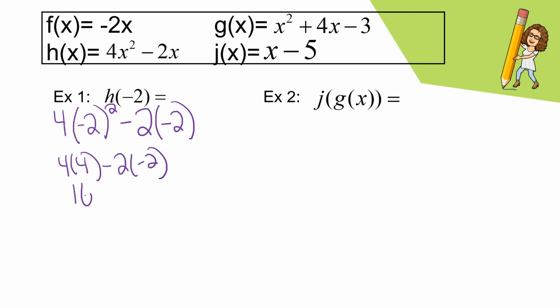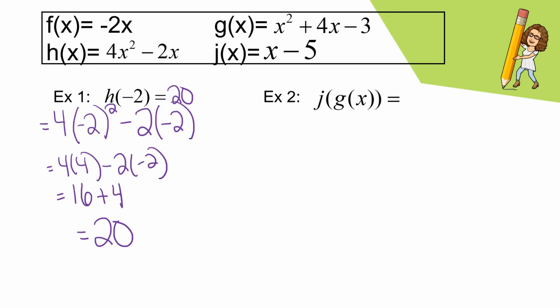So that would be 16 plus 4, right? 4 times 4, negative 2 times a negative 2, gives a positive 4. So I'll get an answer of 20. Show my equal signs. There we go. So h of negative 2 is 20. Notice, all I did is I saw an x, I plugged negative 2 in. I substituted that negative 2.